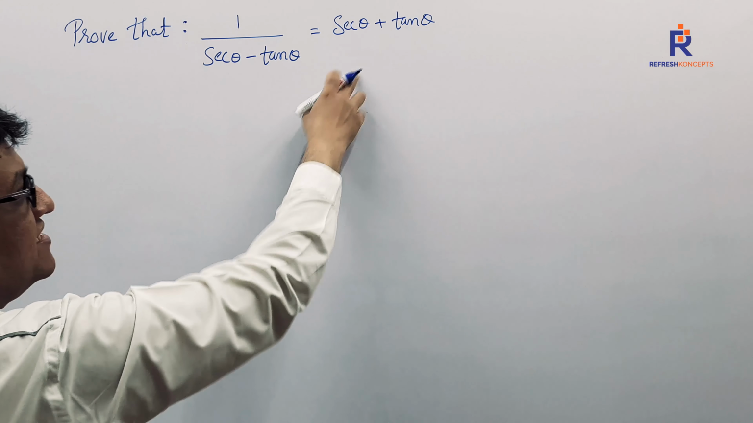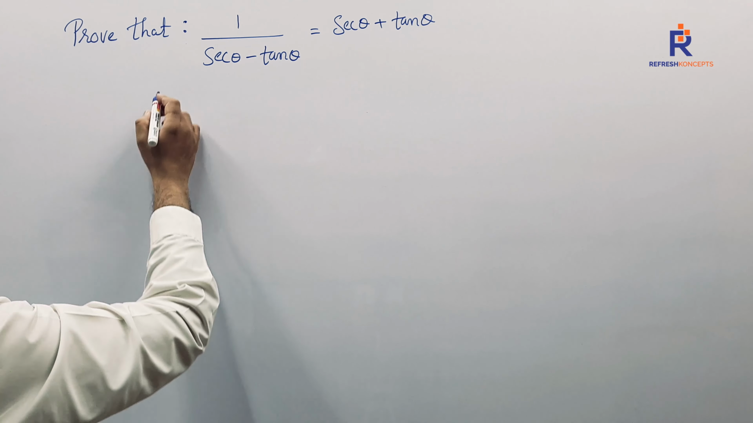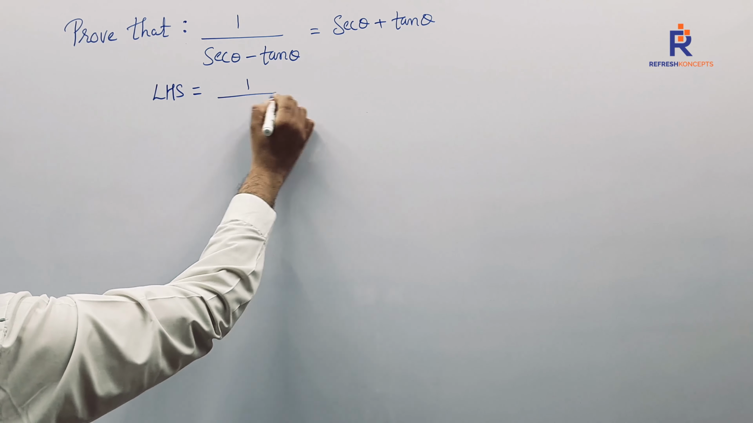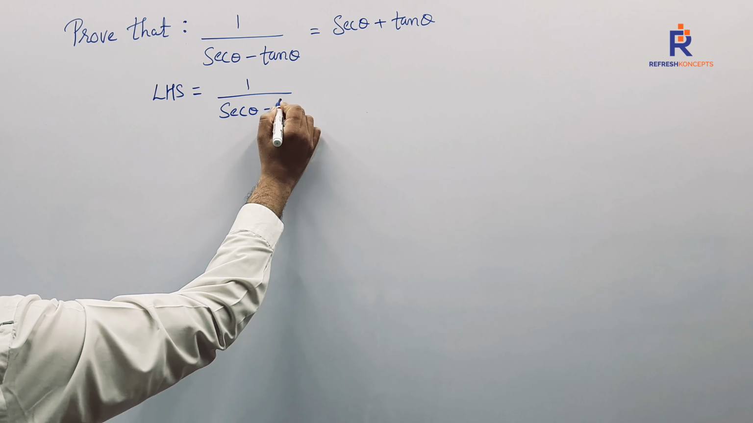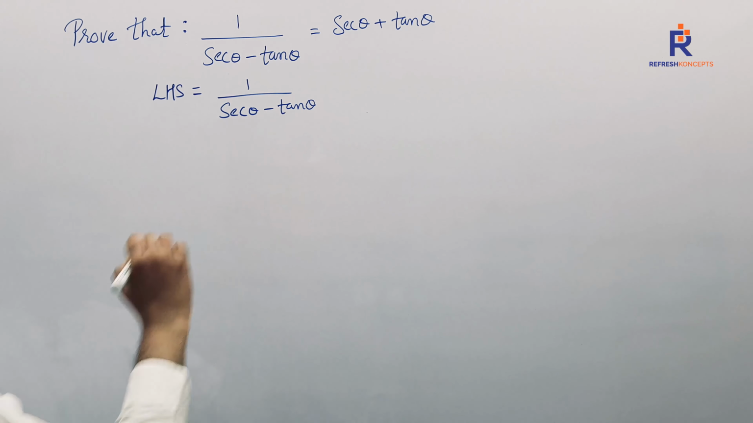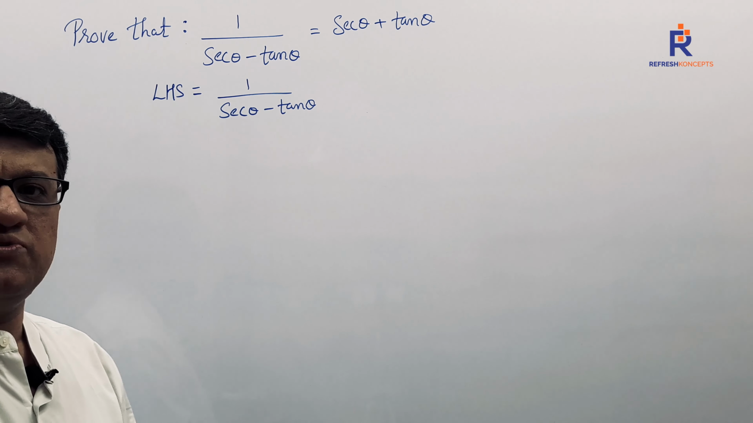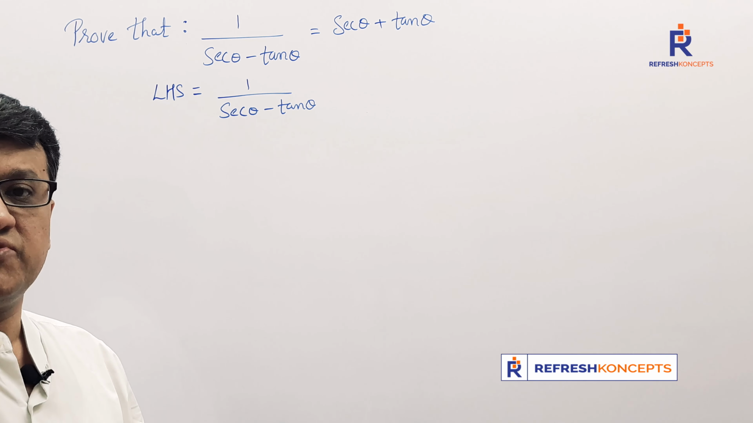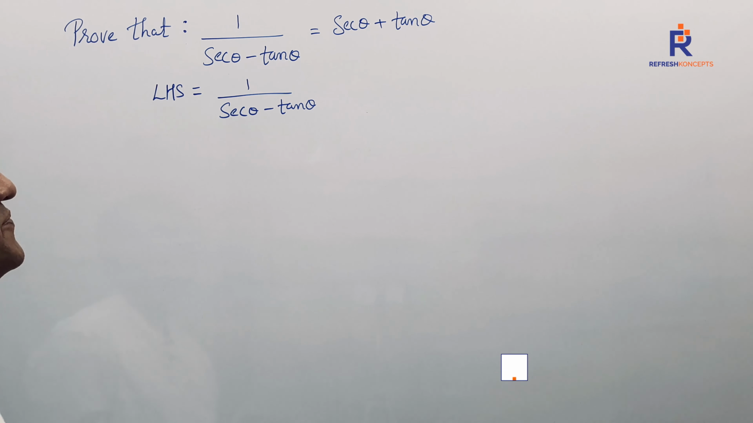We intend to prove this as sec theta plus tan theta. So what I'll do is, I'll just take the LHS. LHS is 1 upon sec theta minus tan theta. After finishing the solution, you will say, oh, trigo is so simple. Rather, proving within trigo is so simple, you will say.